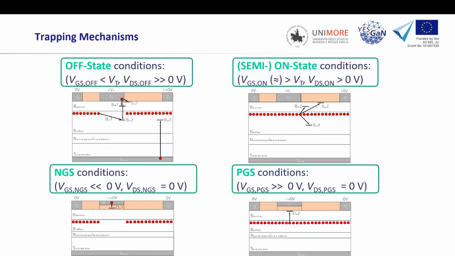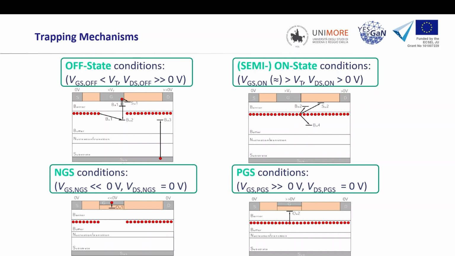Since, as I mentioned, there are many locations or carriers that can be involved in the trapping, you need different kinds of test conditions in order to separate these effects and try to understand something about them. So these will be the actual operating conditions, for example for a converter where you're switching on and off. So of course it's important to stress the device, so kind of accelerate the effect of trapping, to see what could happen in a real application.